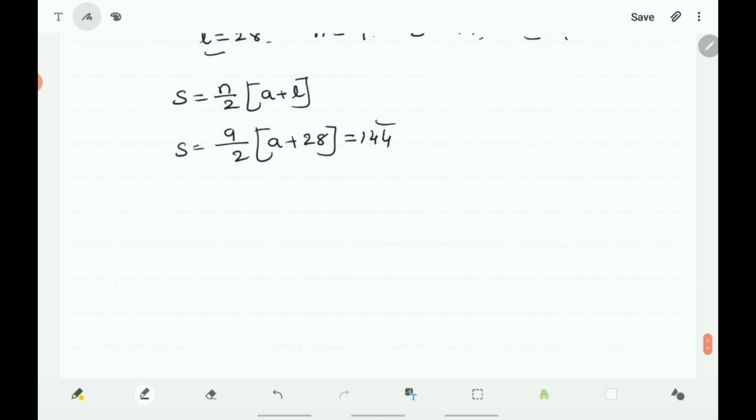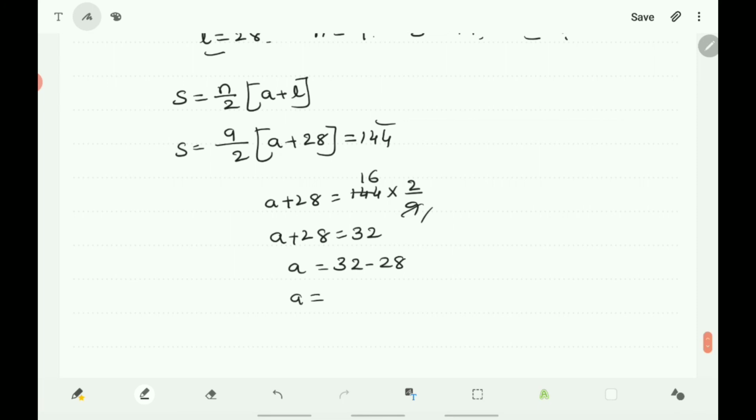Then 9 by 2 is there. So you can transfer this 9 by 2 to the RHS. That becomes a plus 28 is equal to 144 into 2 by 9. Then a plus 28 is equal to, 9 sixteens are 144, so it becomes 16 twos are 32. Then a is equal to 32 minus 28. So a is, that is 32 minus 28 is 4. a is equal to 4.